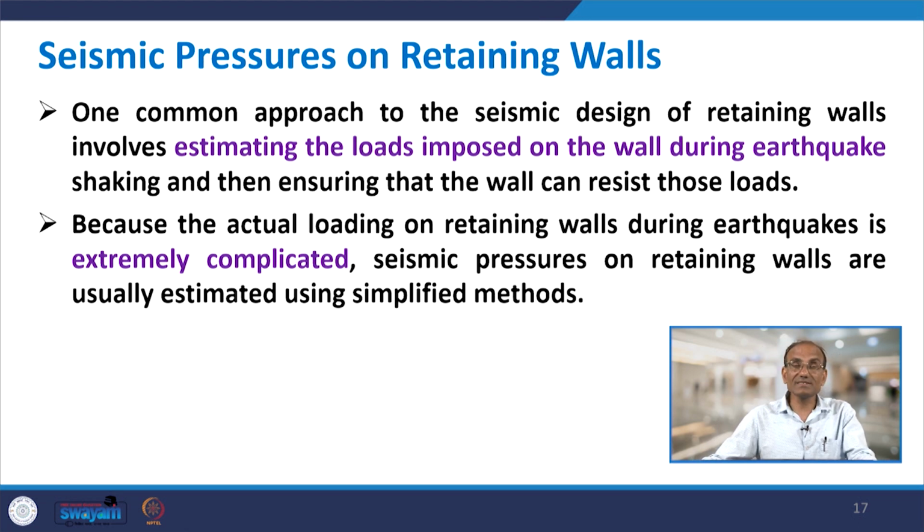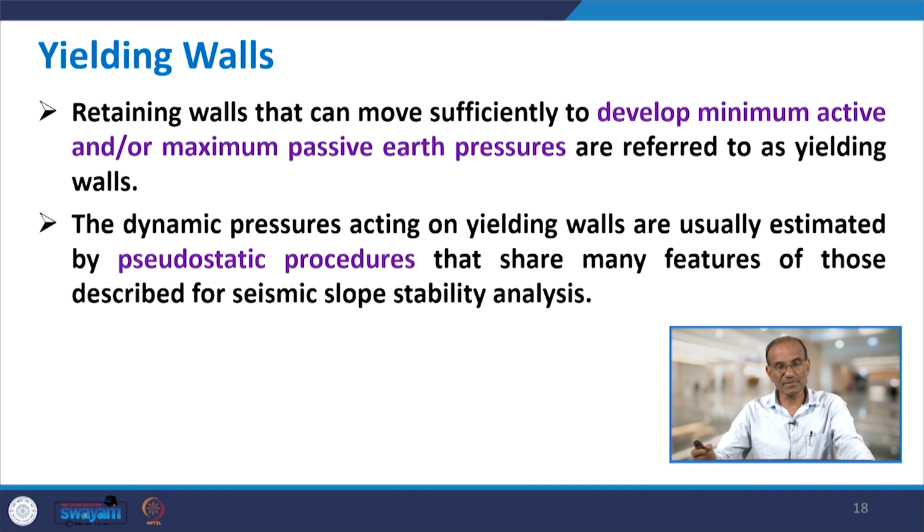In a similar case, in the case of seismic pressure also, you estimate the loads imposed on the wall during earthquake shaking, and then we need to ensure that the wall is thick enough to resist these loads. Because the actual loading on retaining walls during an earthquake is extremely complicated, seismic pressures on retaining walls are usually estimated using simplified methods. So, what are the simplified methods?